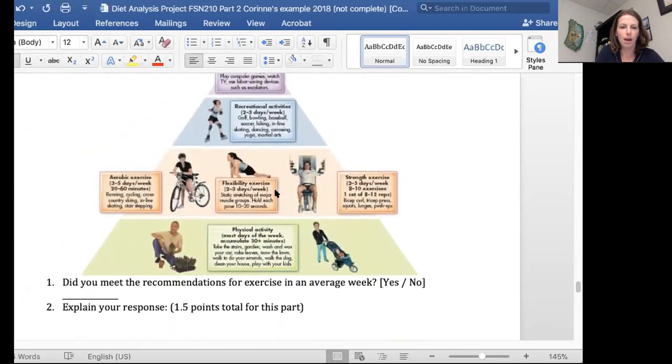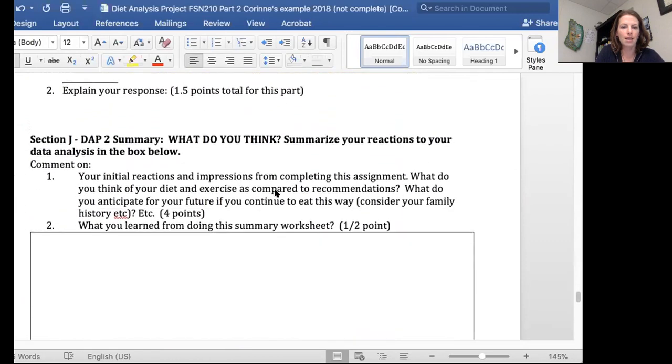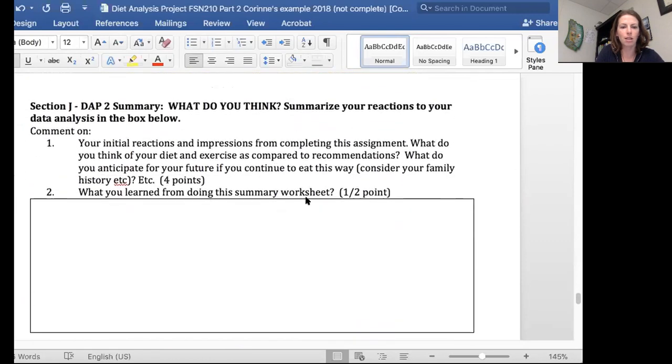This part, you'll be evaluating your exercise regime and if it meets goals. And then the summary is your reactions. And this is worth 4.5 points. So do a good job on your summary.